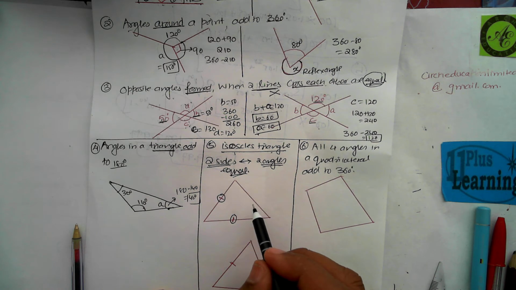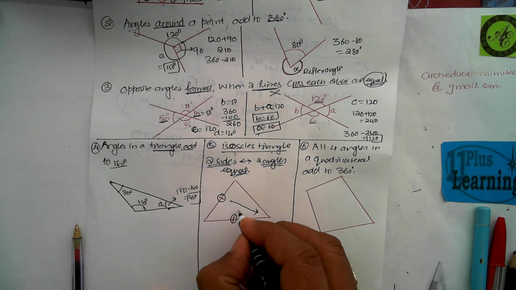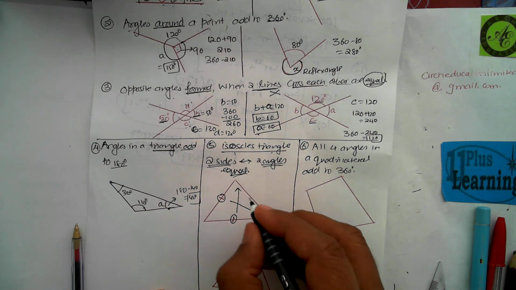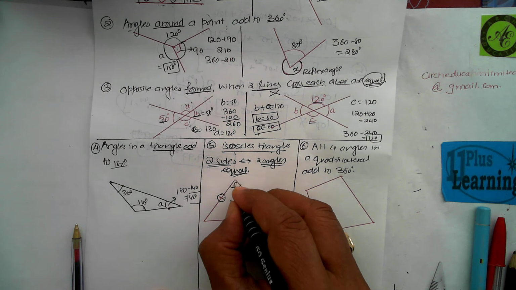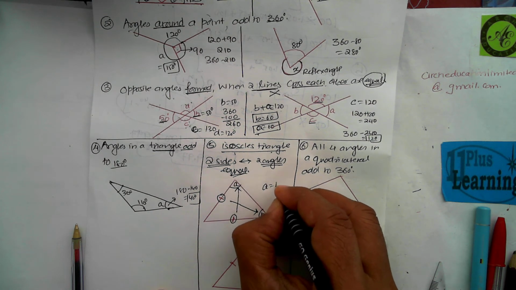And how do we know which two angles are equal? It's always the angles in front of these two sides. So it's really important you understand that part. So this angle, let's call this angle A. This angle, let's call this angle B. So angle A is equal to angle B.